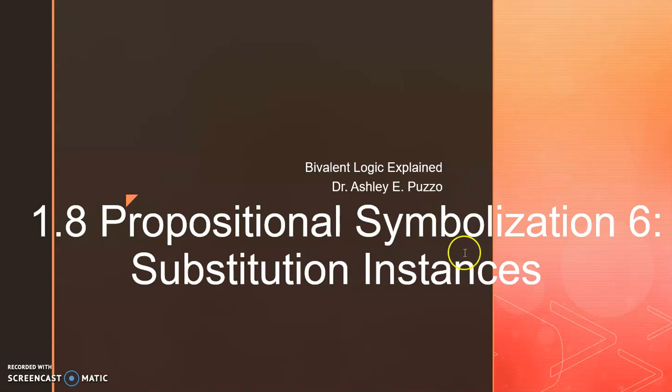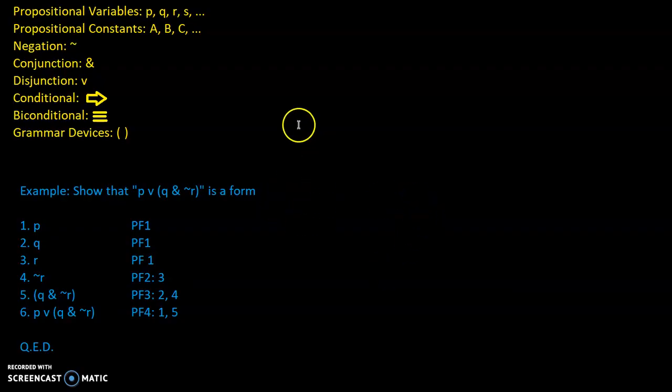Bivalent Logic Explained, section 1.8, Propositional Symbolization 6, Substitution Instances. This is our final section in chapter 1 on propositional symbolization. Let's rock. Alright, so let's remind ourselves where we were at last time.